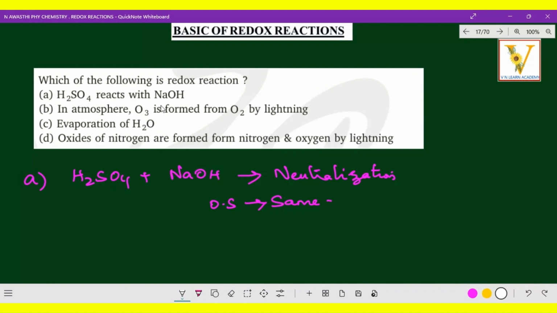Now the next one: ozone, O3, is formed from O2. See, O2 is converted to O3. So this is actually 3O2 giving 2O3. Oxygen is converted to ozone, which is an elemental form. This is not like oxidation-reduction. This is just an allotropic transformation, so there is no redox reaction here.